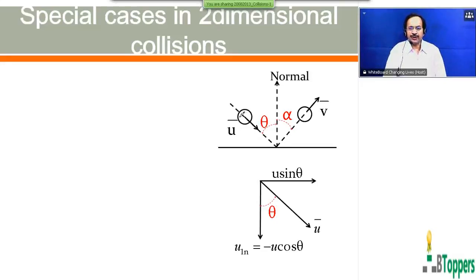So I consider the collision between the ball and the smooth plane. The ball is the first body and the plane is the second body. u1n is the component of the initial velocity of the ball in the direction normal to the plane. If you give a positive sign to components of velocity along the normal to the plane and away from the plane in the upward direction, you have to give a negative sign to the component of velocity toward the plane. So I have written u1n as minus u cos theta.